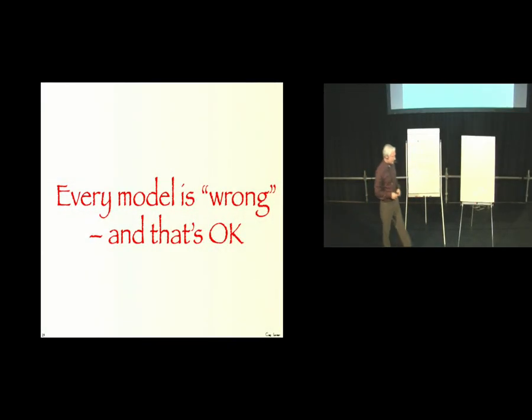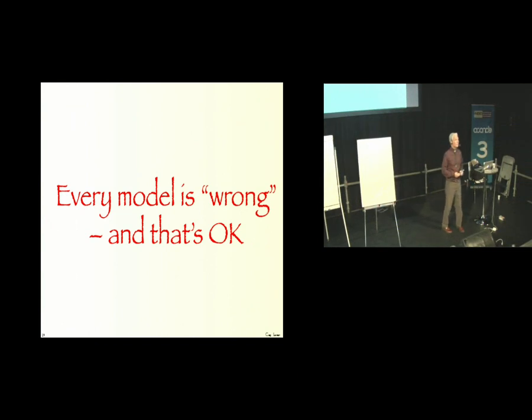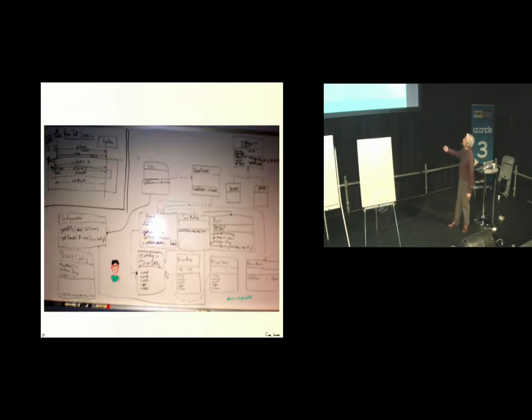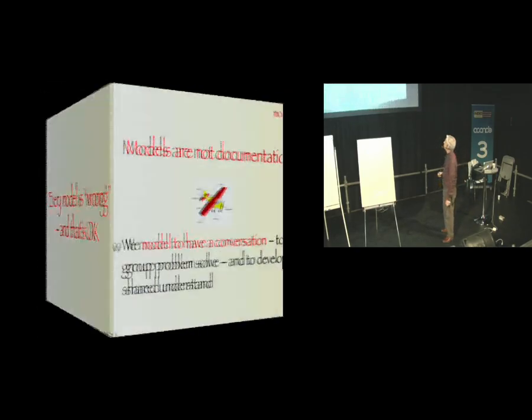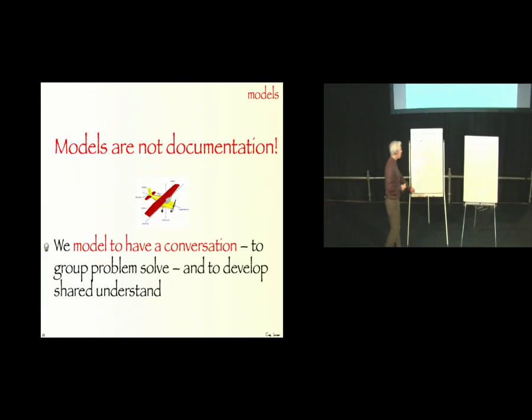And Agile architects encourage people to understand that every model is wrong, and that's okay, because the modeling that we do here is just a context for conversation. It's inspiration, it's not documentation. We model to have a conversation. We don't model to document.